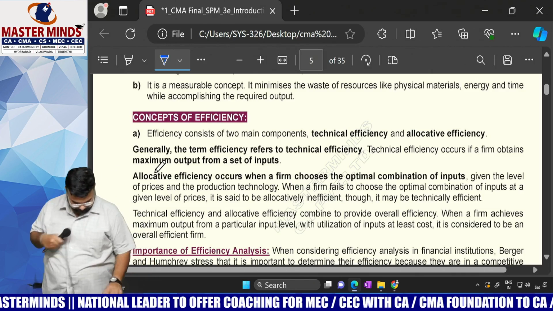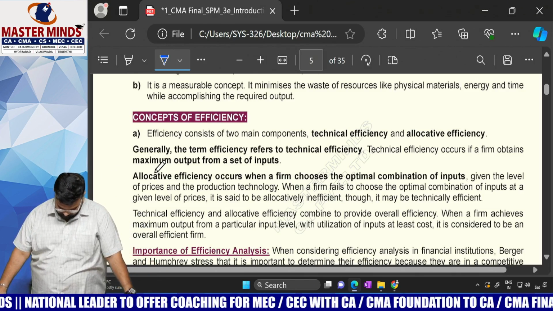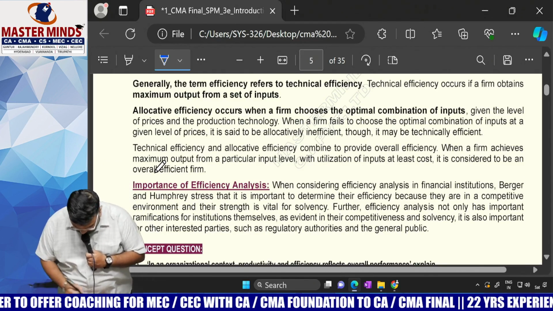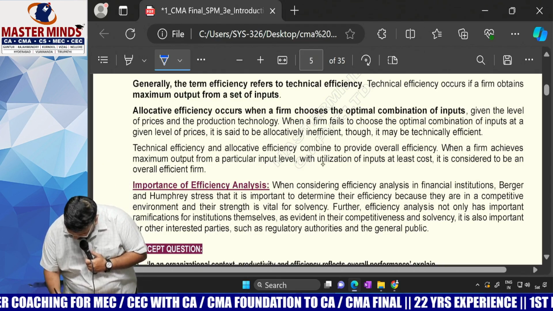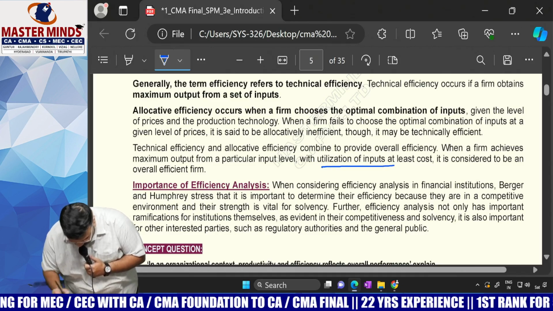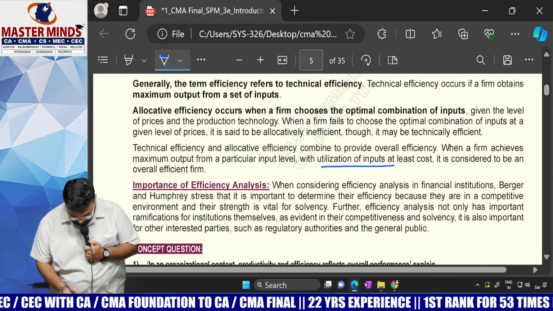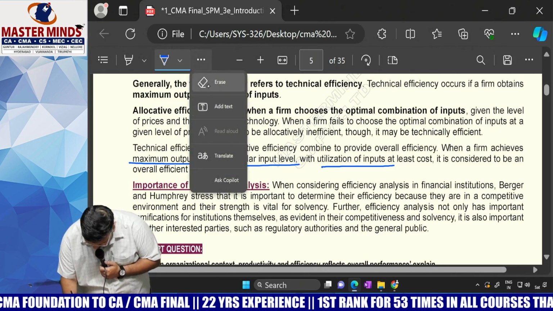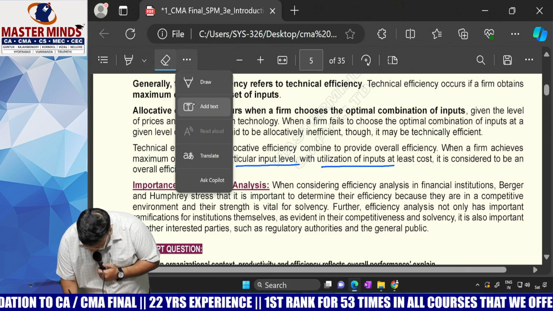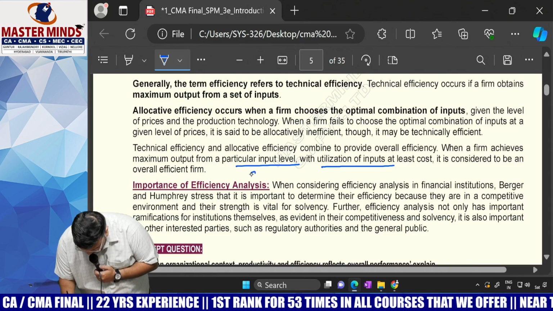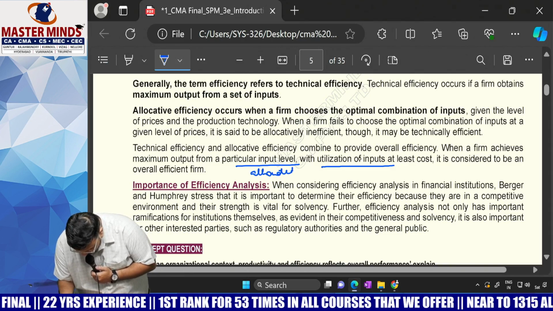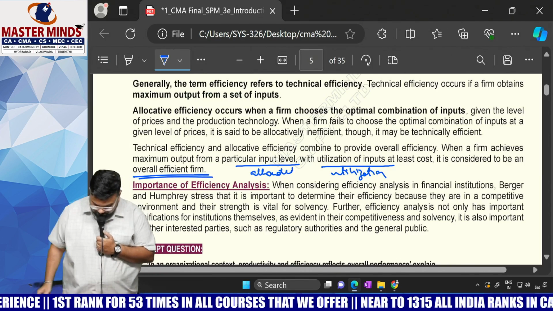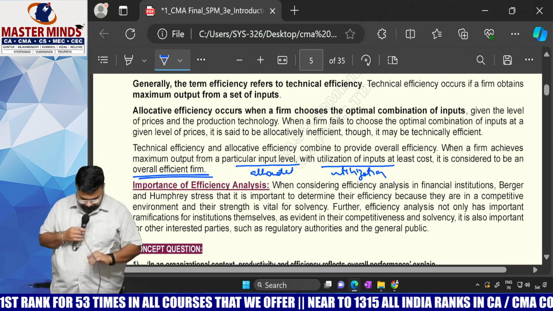Next. When a firm achieves maximum output from a particular input level with utilization of inputs at least cost, it is considered to be an overall efficient firm. Right, Nana. So, utilization of input and maximum output from a particular level of input. Here, a particular input level means nothing but allocated. This is allocated and this is utilization. If we have both these things, then we can say that the firm has overall efficiency or the firm is overall efficient. Nana. Next. Importance of efficiency.